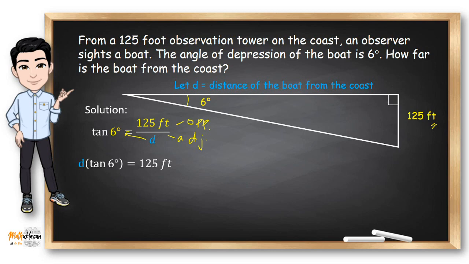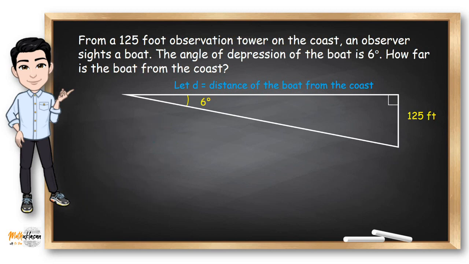Now, to remove tangent 6 degrees from the left side of the equation, we just need to divide both sides by tangent 6 degrees. And if that's the case, this will become 1. So ang matitira na lang sa left side of the equation is letter D. So D is equal to 125 feet divided by tangent 6 degrees.